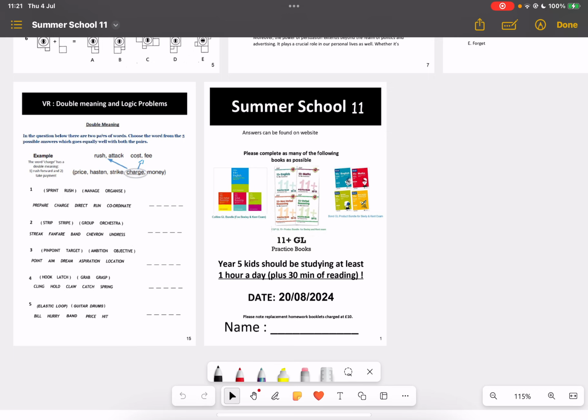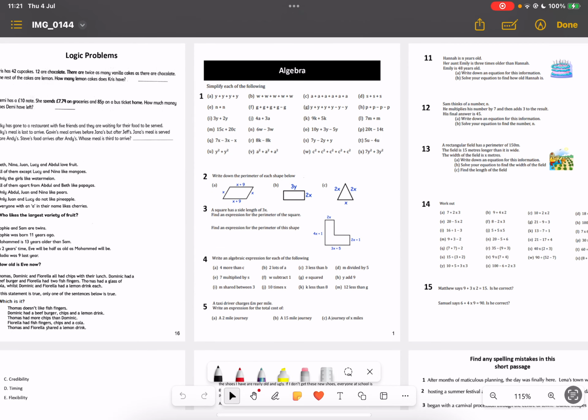So today we'll be going through how to solve each question and an explanation of the process. So let's begin with algebra. So simplify each of the following.